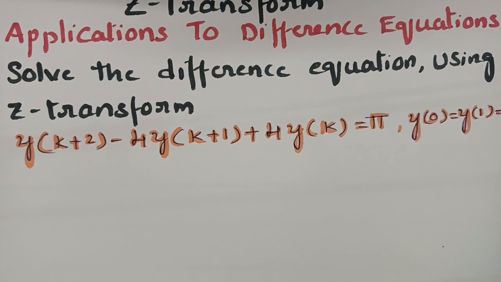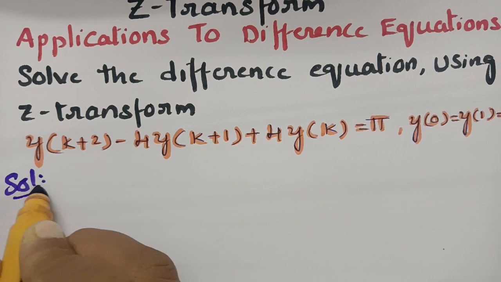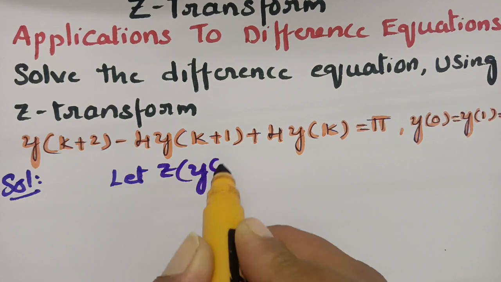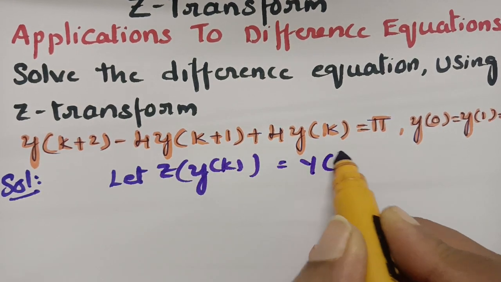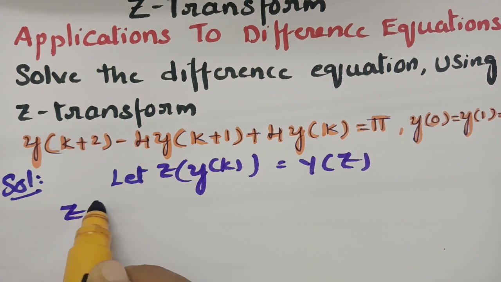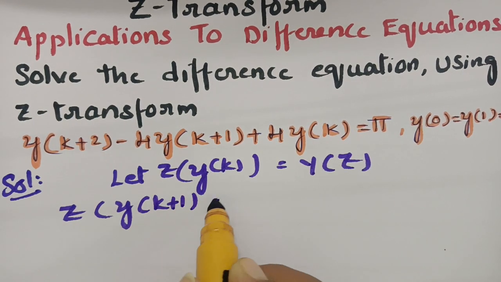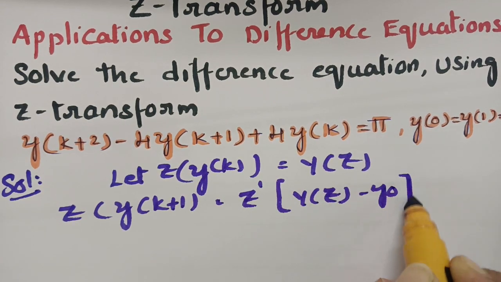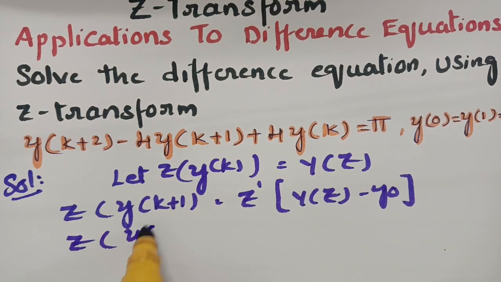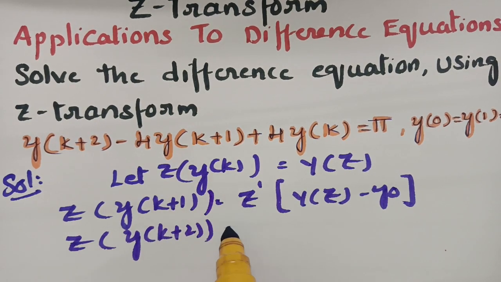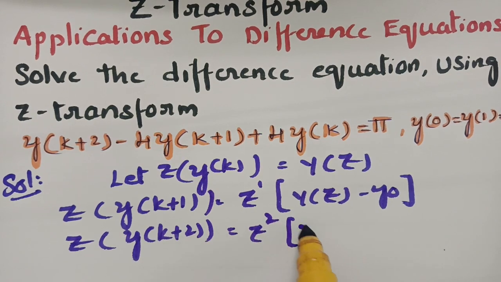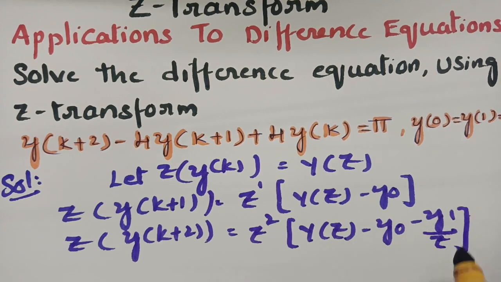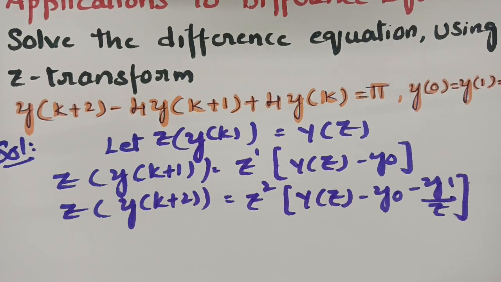In order to solve this problem, we have to take certain conditions. Let the Z transform of y(k) be Y(z). Next, the Z transform of y(k+1) is z times Y(z) minus y0, and the Z transform of y(k+2) is z² times Y(z) minus y0 minus y1 by z. Clear?